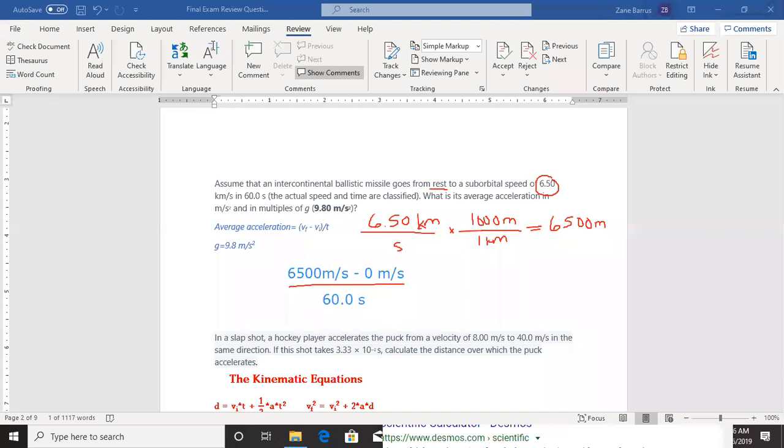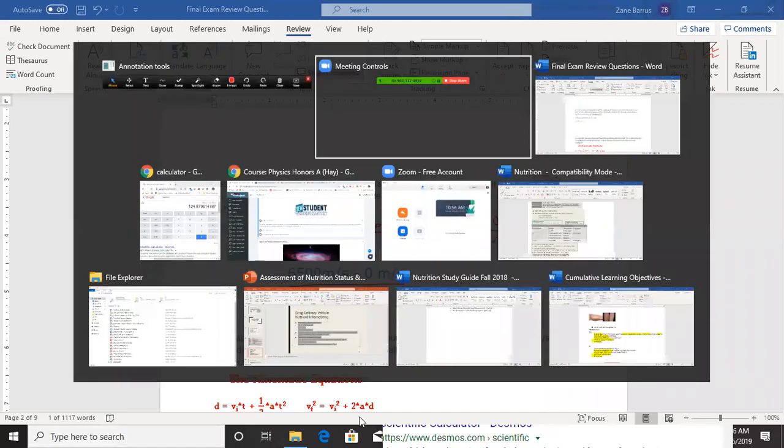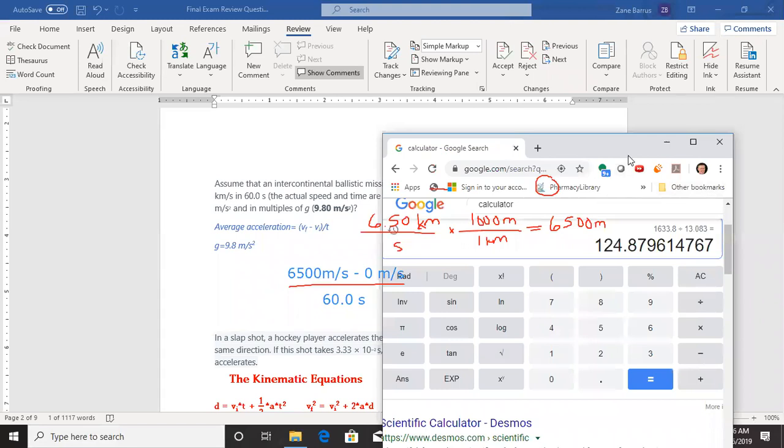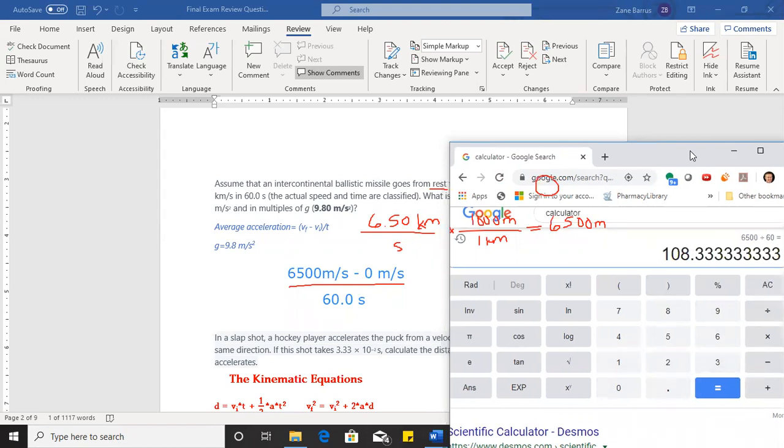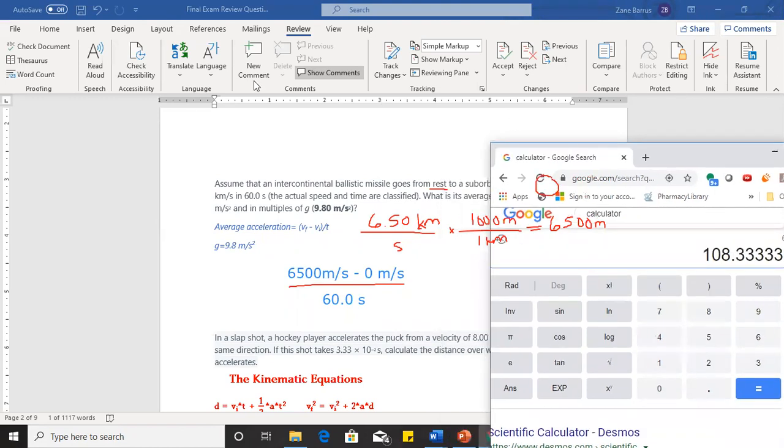Let's whip out the calculator real quick. So on our calculator, we're going to hit 6,500 minus 0 divided by 60 seconds. That gives me 108.33 meters per second squared. So that's my acceleration. Let's type that out. 108.33 meters per second squared. So that's our answer for the acceleration.